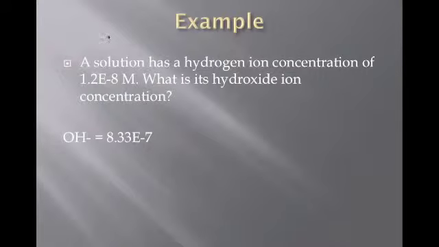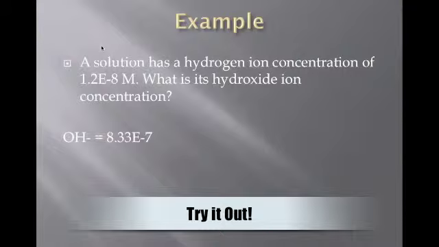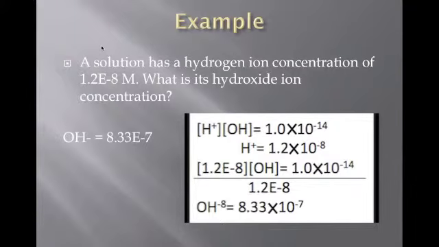So let's do an example of that. A solution has a hydrogen ion concentration of 1.2 times 10 to the negative 8 molarity. What is the hydroxide ion concentration? So all you do there is you take 1 times 10 to the negative 14th and you divide that by your molarity of 1.2 times 10 to the negative 8. And you plug that into your calculator and you get that your hydroxide ion concentration is about 8.33 times 10 to the negative 7. And that's it.